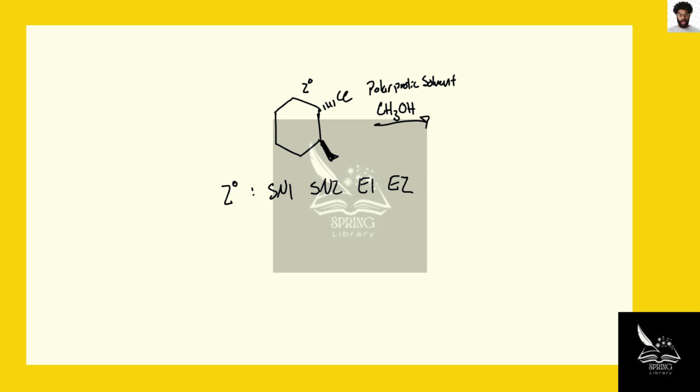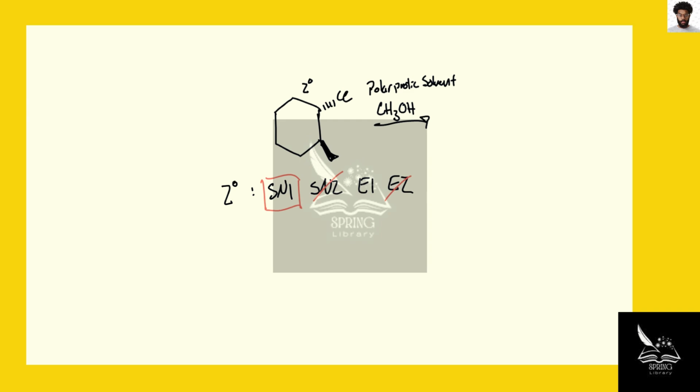So at that point, we can pretty much rule out E2 and SN2. And then, based on our solvent being polar protic, that's going to favor SN1 over E1. So it's sort of a process of elimination deal here. So what we're talking about then is an SN1 reaction.